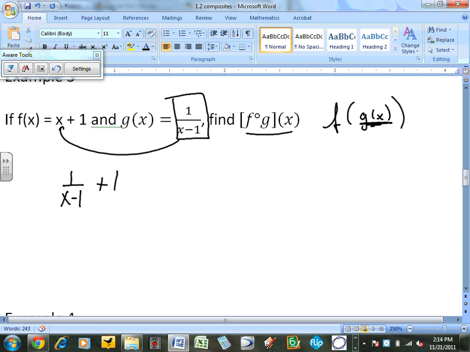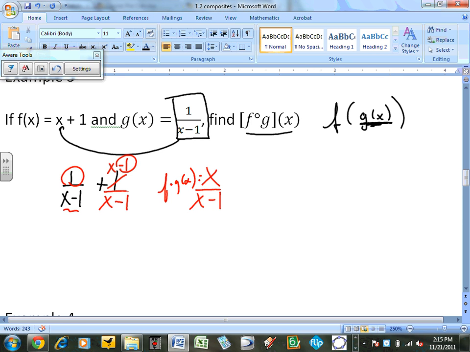All right, then we can do some simplifying. Remember to combine these with a common denominator. We could have a common denominator of x minus 1, because I multiply the top and the bottom by x minus 1 to get a common denominator. Then I can combine like terms, this 1 and this x, and I have x all over x minus 1. And that's all we have there. So f of g of x would be x divided by x minus 1.